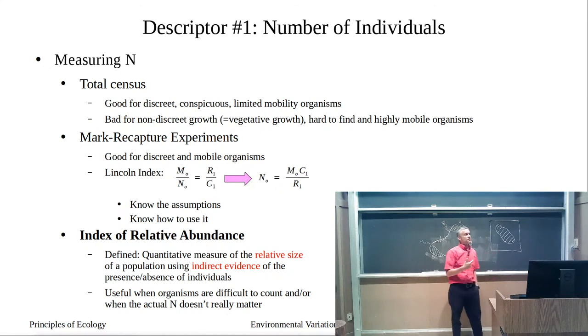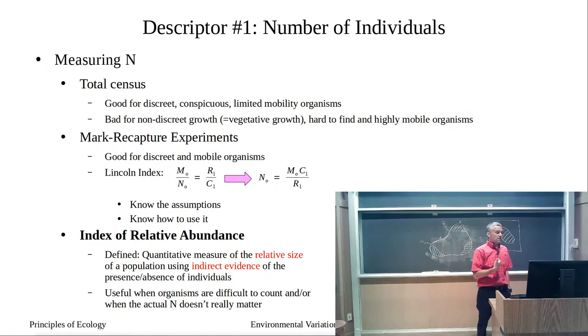So if we have growth that's like vegetative growth, it's going to be hard to count an individual because you don't know where one individual ends and one individual begins. Grasses, like Bermuda grass, spread vegetatively. It's difficult. Some of the ferns and mosses in forests have underground roots. Kind of hard to identify them. What's the individual and what's just vegetative growth of one individual?